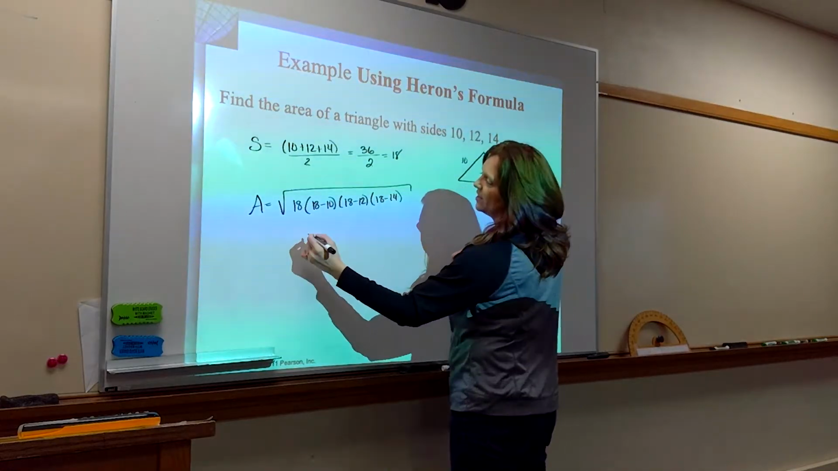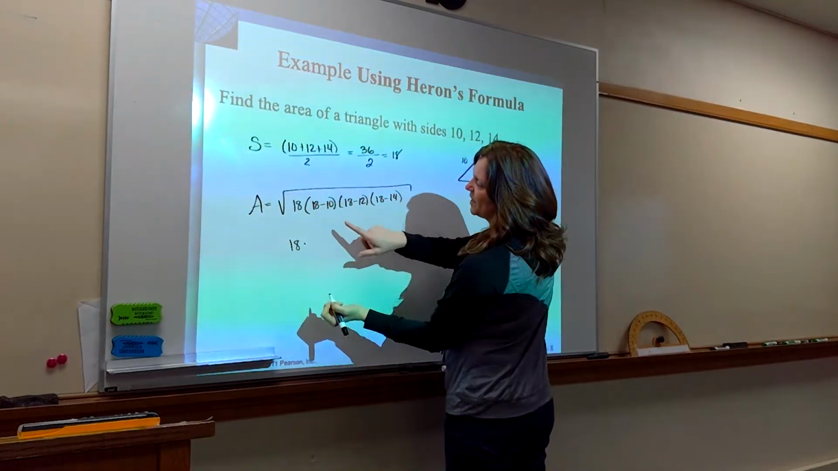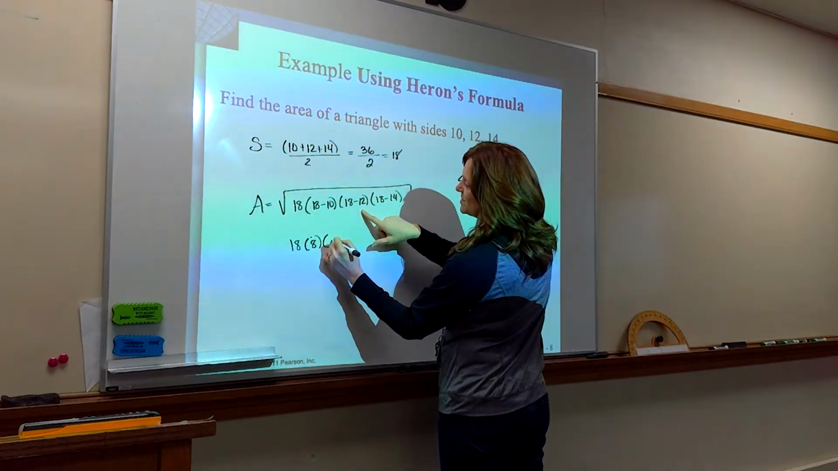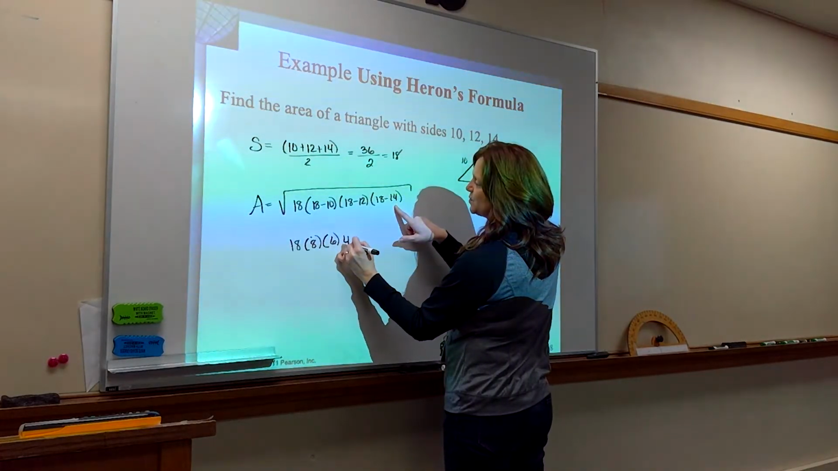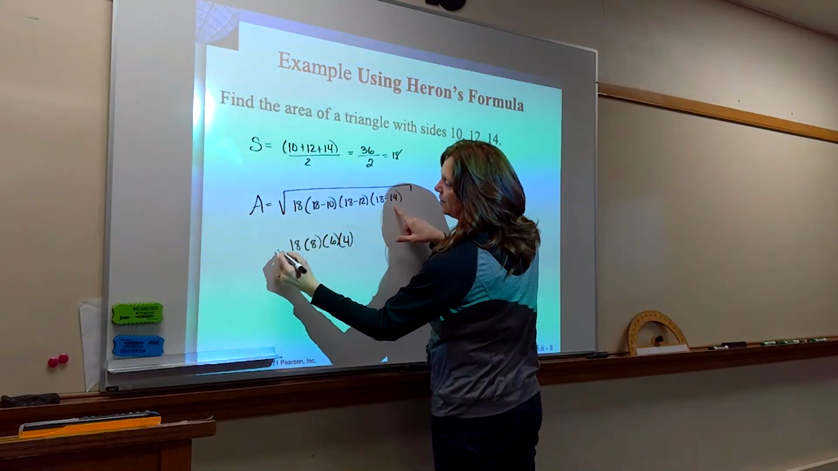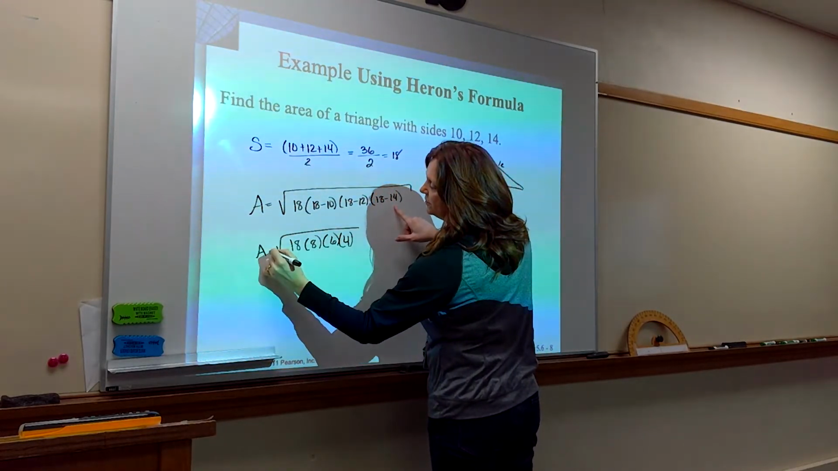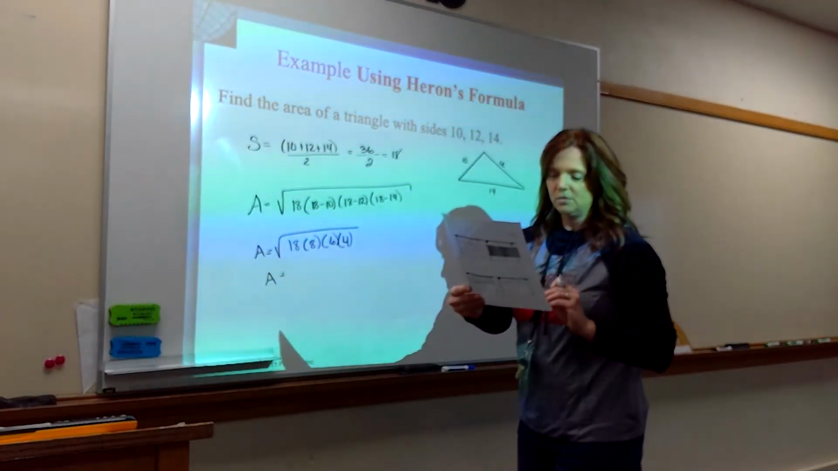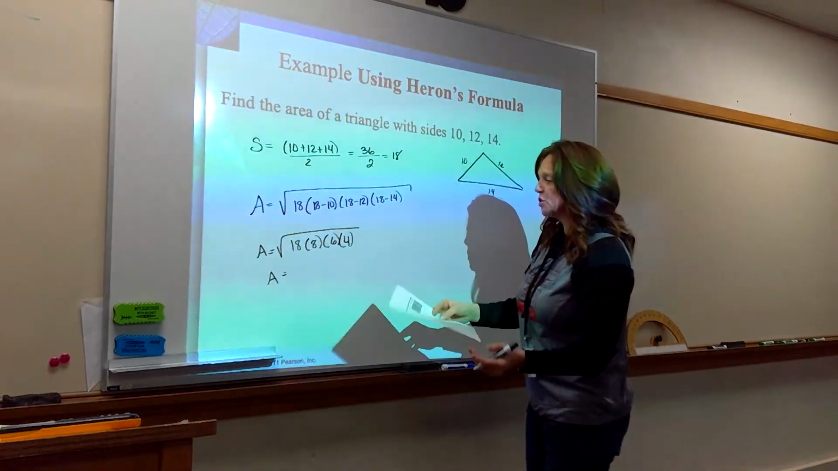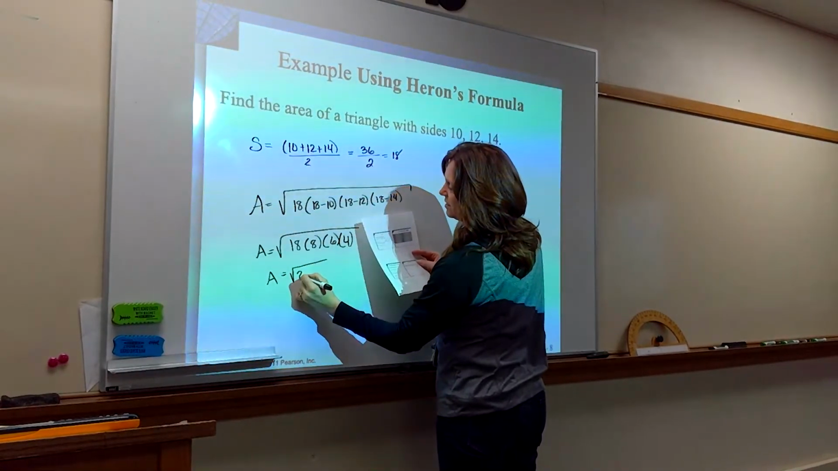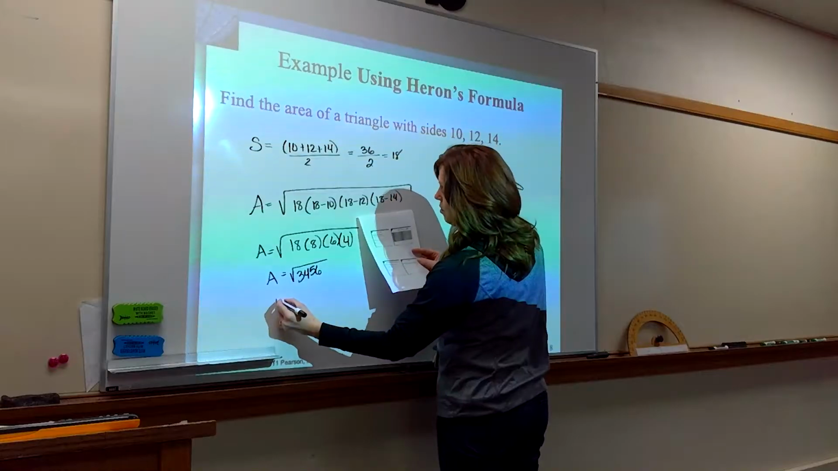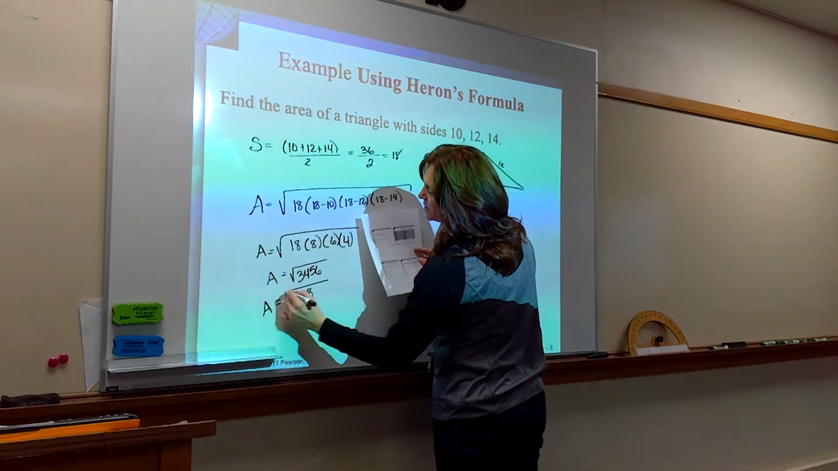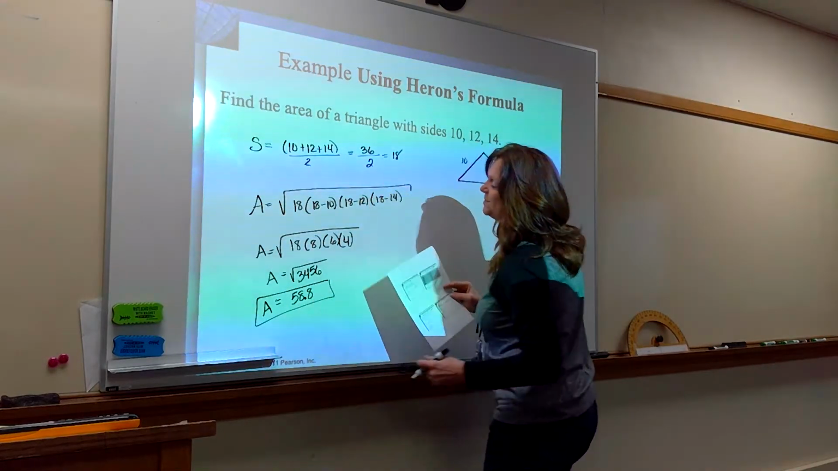Of course, I'm just going to simplify that real quick before I type that in. So that's 18 times 8 times 6 times 4, and then take a square root of all of that. All right, I should have that all written down somewhere. So that gives us the square root of 3,456, or an area of 58.8 square units. So just a different formula.